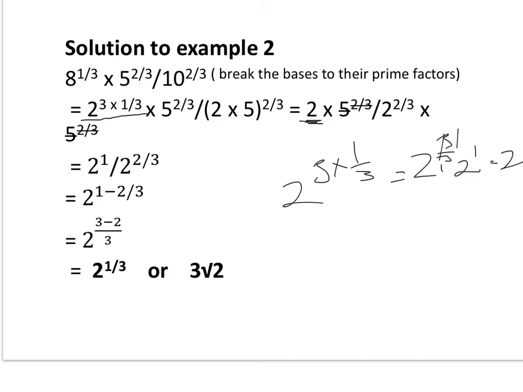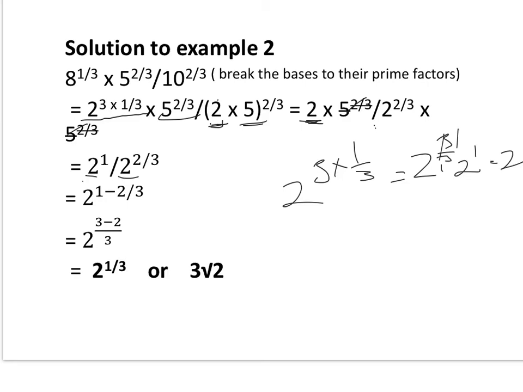So we have 2 times 5 raised to power 2 over 3 divided by 2 raised to power 2 over 3 times 5 raised to power 2 over 3. You separate the bases. So you raise 2 to the power of 2 over 3 and raise 5 to the power of 2 over 3. So 5 raised to power 2 over 3 will cancel out, and you are left with 2 over 2 raised to power 2 over 3. So this is it, 2 raised to power 1 all over 2 raised to power 2 over 3.